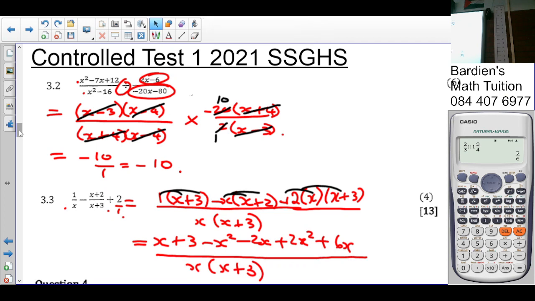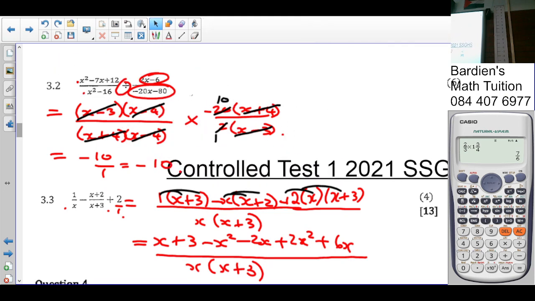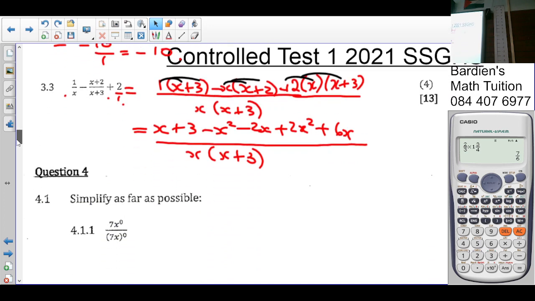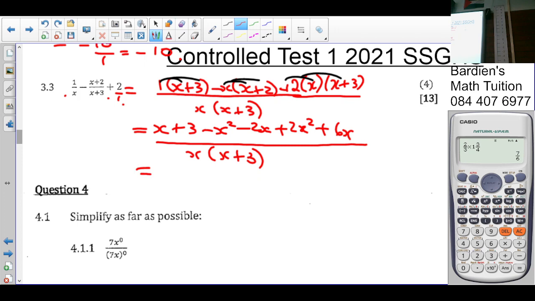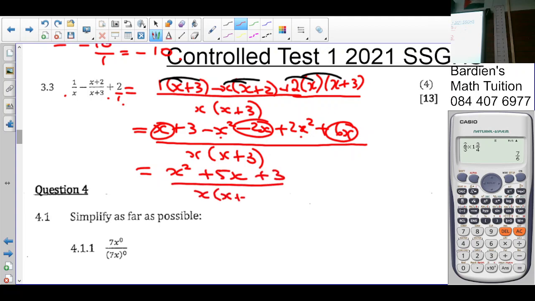So what am I going to do now? Like terms, yes. So that's going to simply be x squared, x minus 2x minus x is plus 5x, plus 3. Correct? Over x into x plus 3. Okay? Any issues there? No?